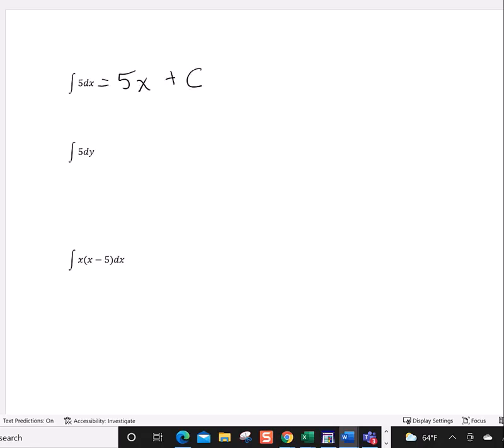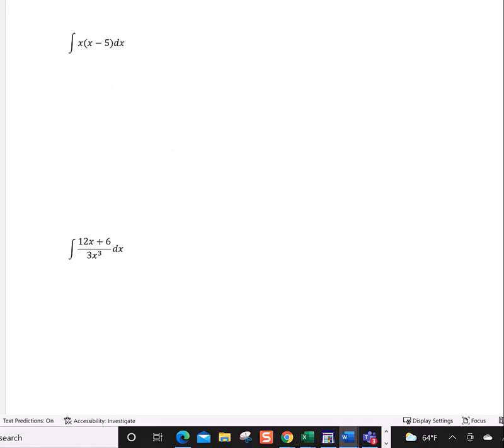If instead I had written the integral of 5 dy, then y is what I'm integrating with respect to, and I would want to write 5y plus c. So that dx or that dy is really important so I know how to integrate what I'm given. I'm going to continue to make this a little bit bigger.